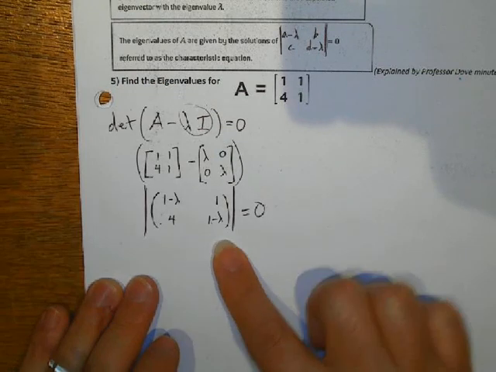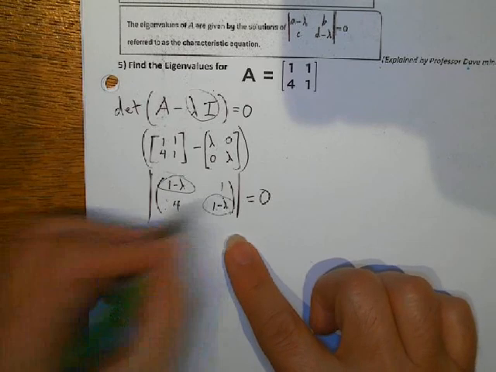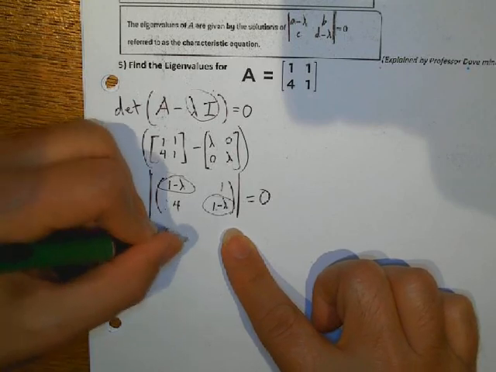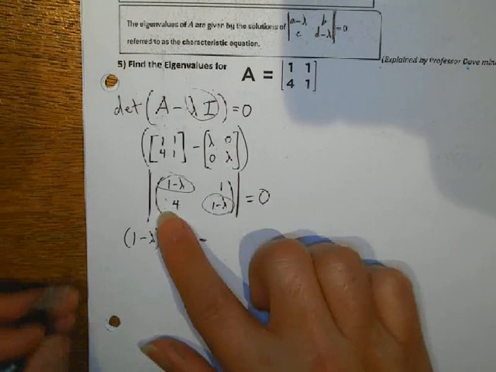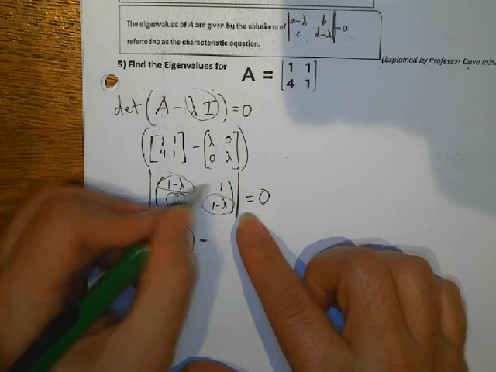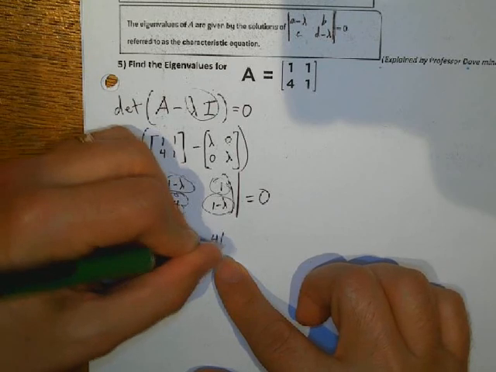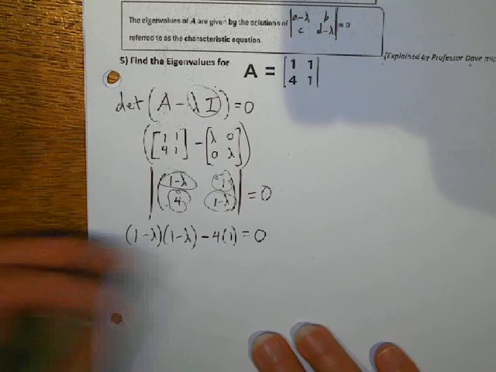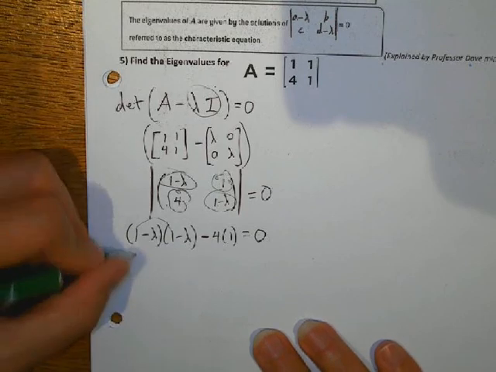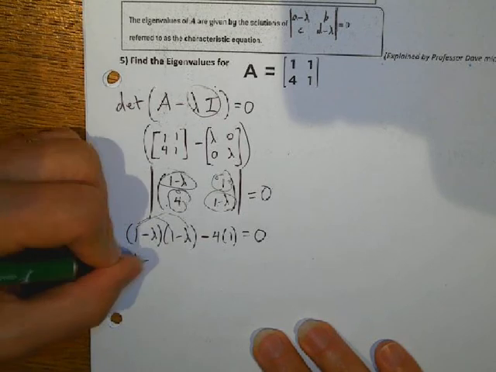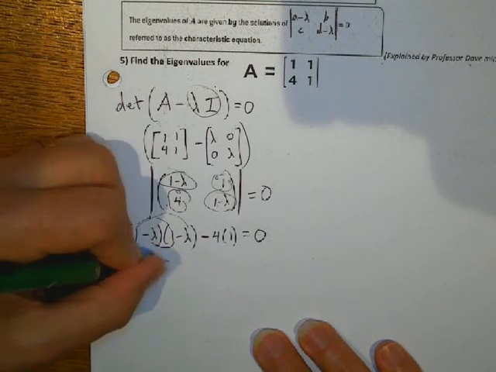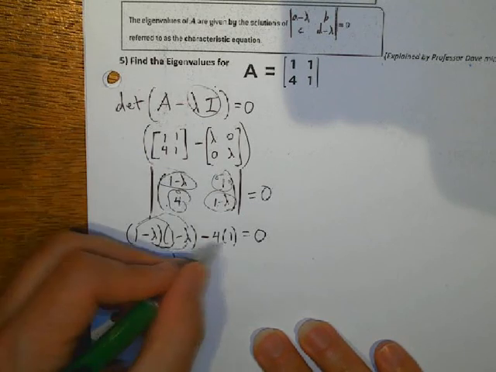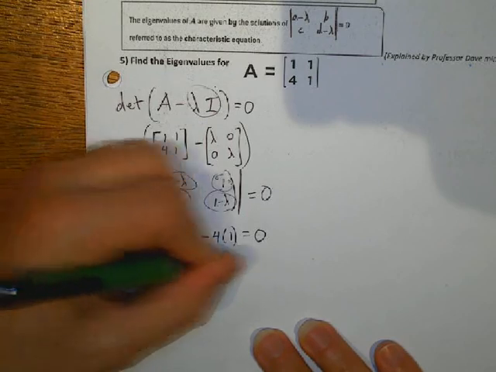To take the determinant, I'm going to take this times that, 1 minus lambda times 1 minus lambda, minus 4 times 1, and that has to be equal to 0. Now I'm going to FOIL this out. 1 times 1 gives me 1. 1 times negative lambda gives me negative lambda. Negative lambda times 1 gives me negative lambda. And negative lambda times negative lambda gives me positive lambda squared. Then 4 times 1 is 4, so minus 4 equals 0.